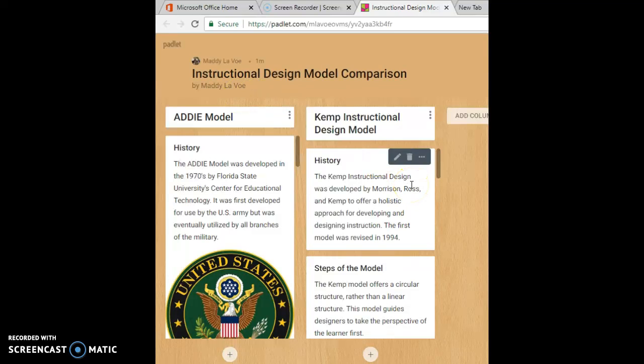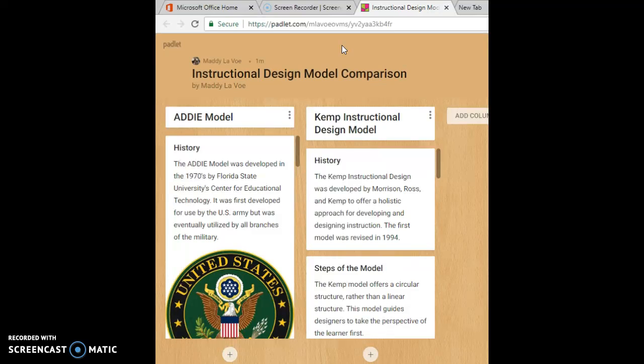Hi, my name is Maddie Laveau, and I am going to be presenting a comparison of two popular instructional design models. The models that I selected are the ADDIE model and the Kemp instructional design model. I'll be presenting a side-by-side comparison of each, and I chose to complete my project on a web tool called Padlet. So I'm going to start first with the history of the ADDIE model.